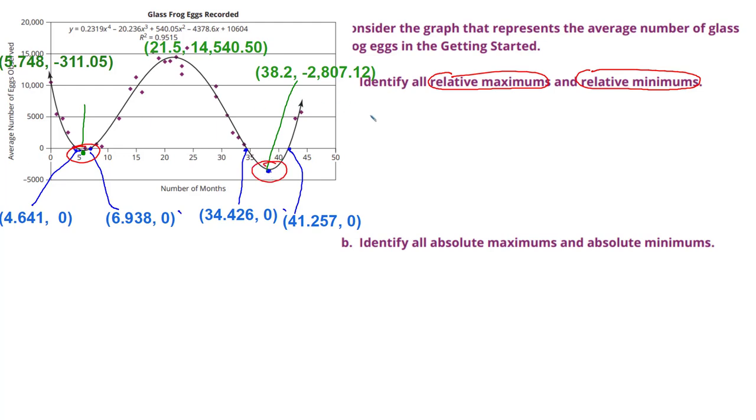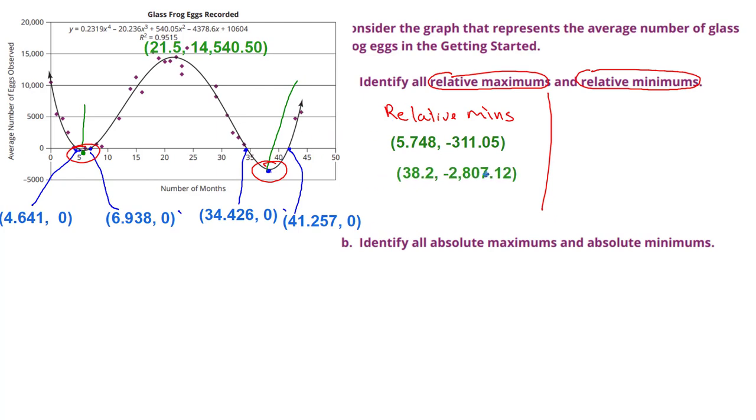So our two relative mins are that 5.748, negative 311.5, and that 38.2, comma, negative 2,807.2.